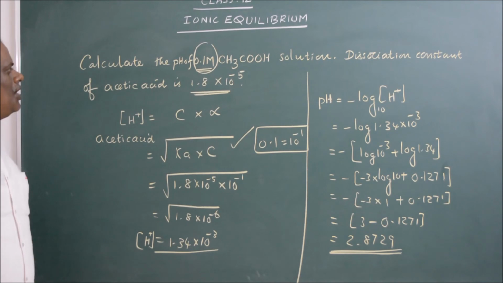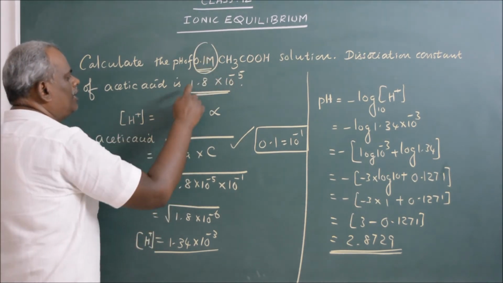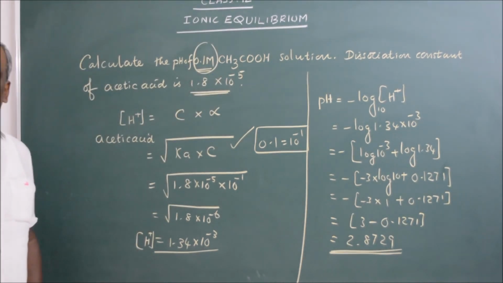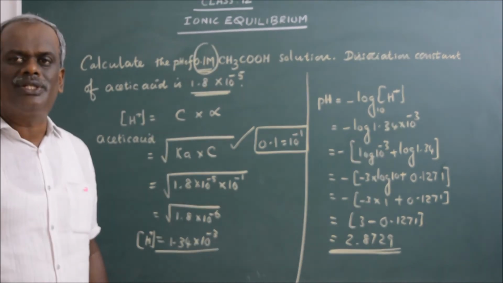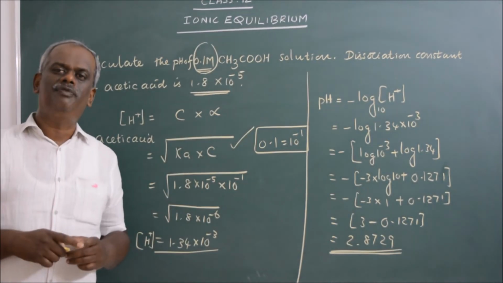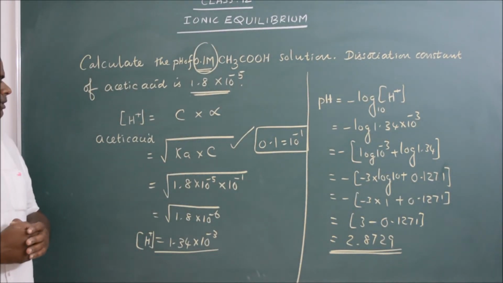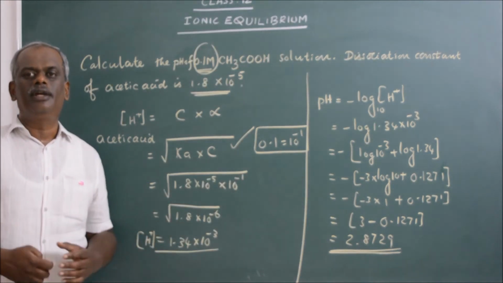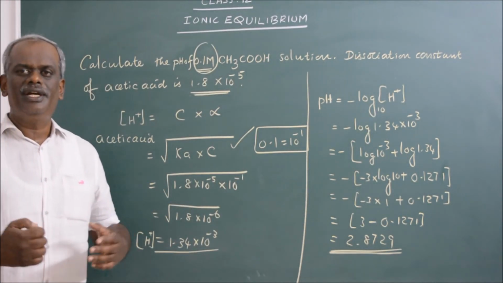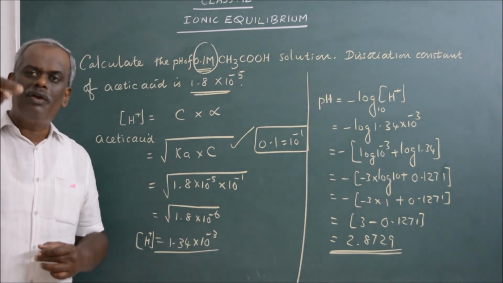A very simple idea. You are given the concentration and the dissociation constant. It is applicable for all your weaker acids. The acetic acid is a weaker acid, an organic acid. And this is the way of calculating its pH. Is it clear?